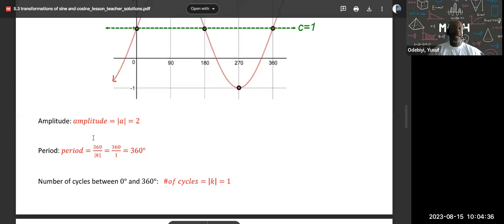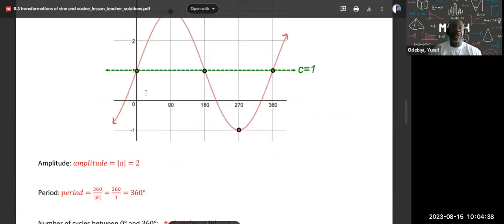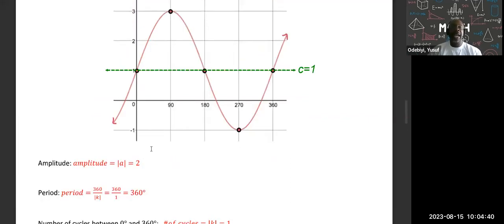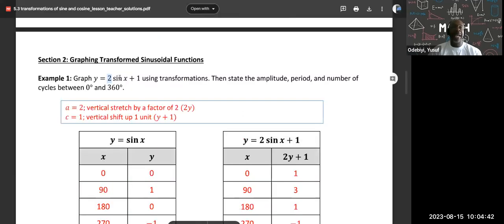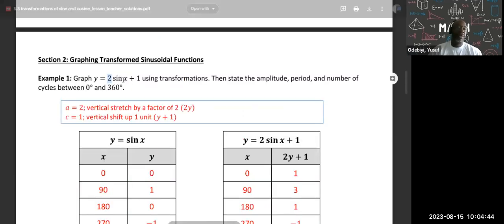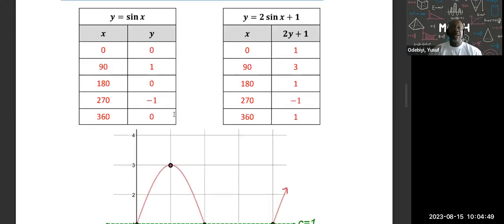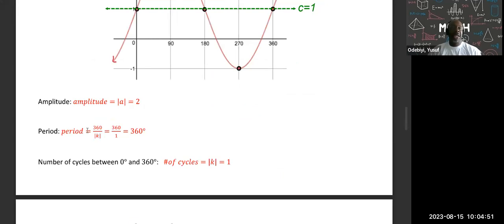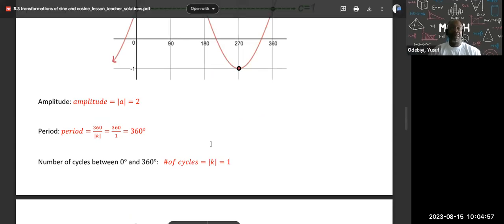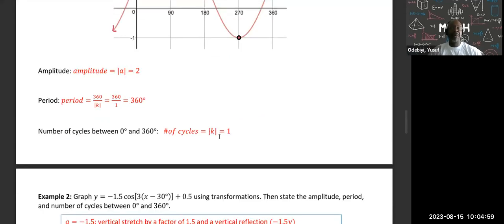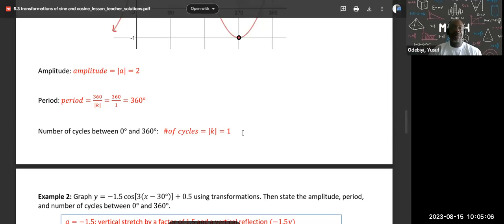And our period, that's what we have to calculate, is basically 1 over K. Our K value in this case is just 1 because there's no other number in front of the X. So our period is going to be 360 divided by K, which is 1. So our period is just 360. The number of cycles between 0 and 360 is 1.